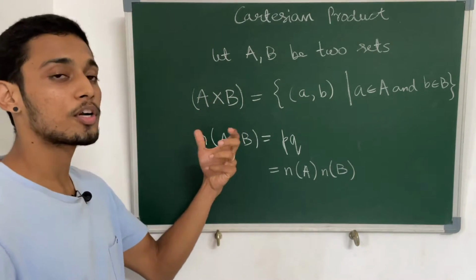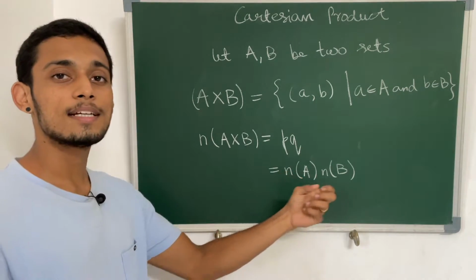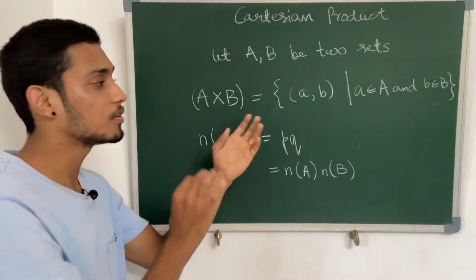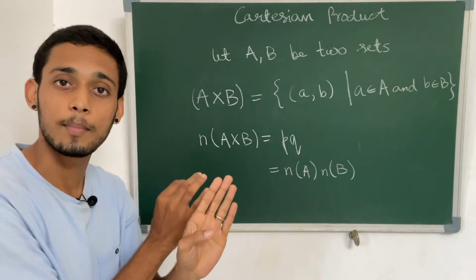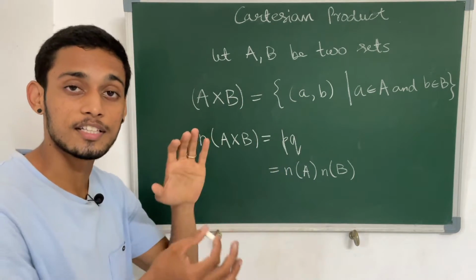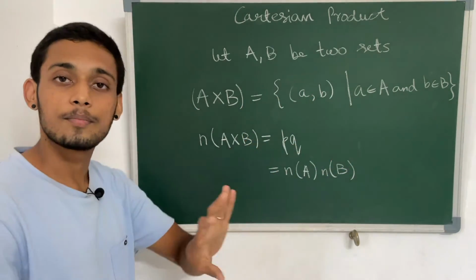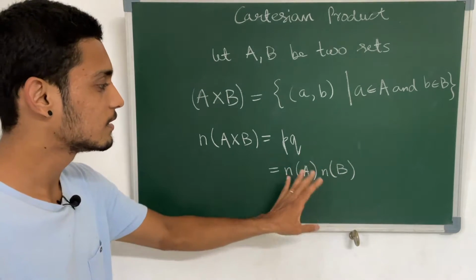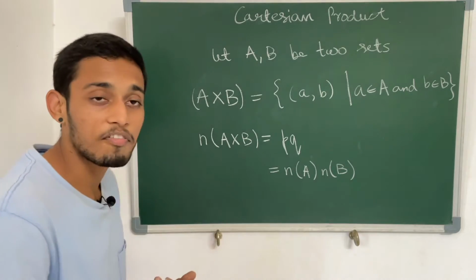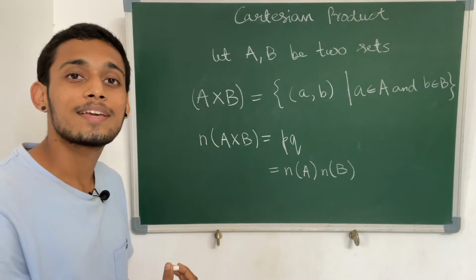So the Cartesian product of two sets has the size as the size of one set multiplied by the size of the other set. Even if we interchange them, even though the elements are different inside because the order matters, we get (b, a) as the elements if it is B cross A, and if it's A cross B, we get (a, b). So that is the Cartesian product, and the size will remain the same.